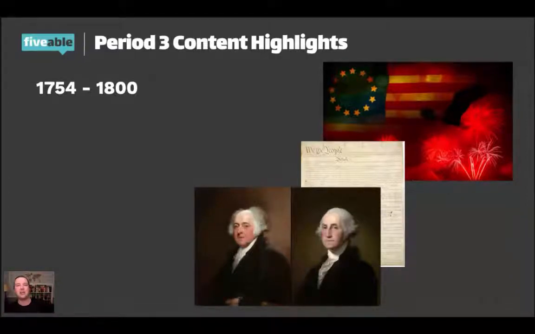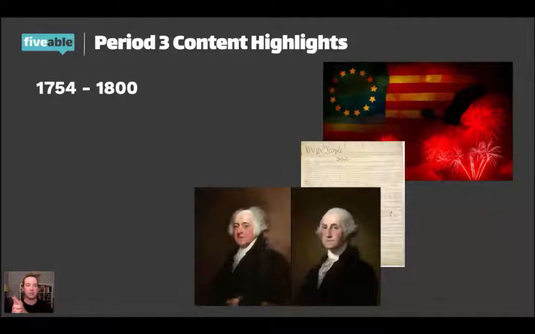What does the 1800 stand for? Why is that an important end date for period 3? If you think you know that one, go ahead and drop that in the chat. While we're waiting for somebody to put that in there, let's talk a little bit about period 3 content, what that involves if we're going from 1754 to 1800.